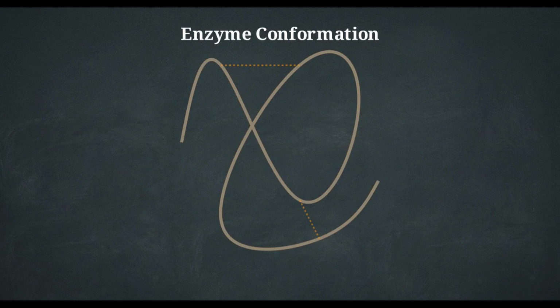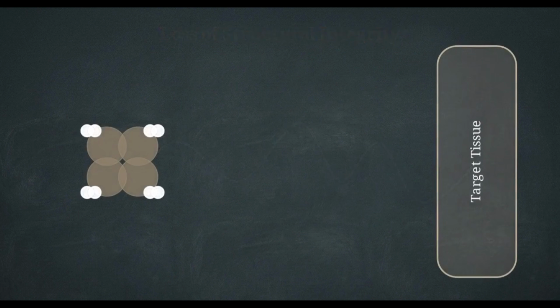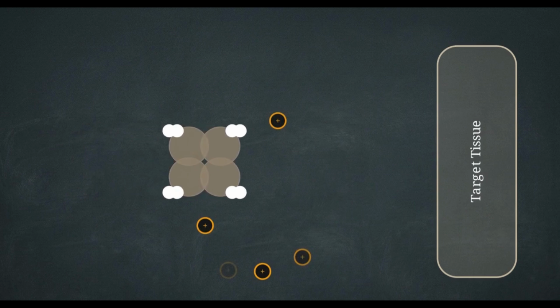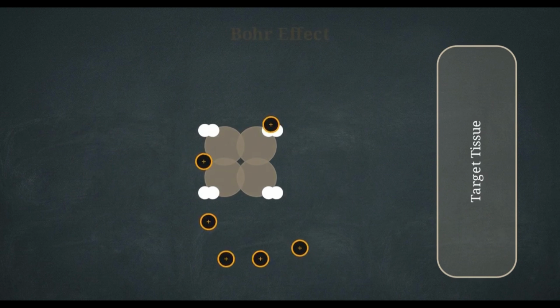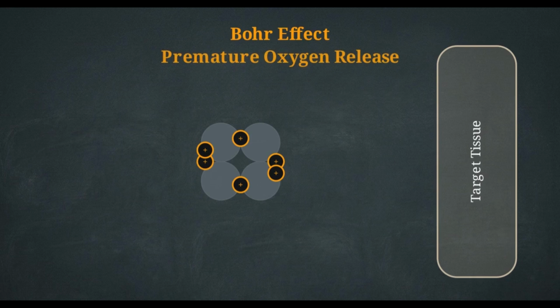Proteins require an exact pH to maintain their shape. Outside that window, enzymes lose structural integrity. This failure affects oxygen transport. Acidic conditions alter hydrogen bonds within hemoglobin, the Bohr Effect, causing it to release oxygen prematurely, impairing tissue delivery.